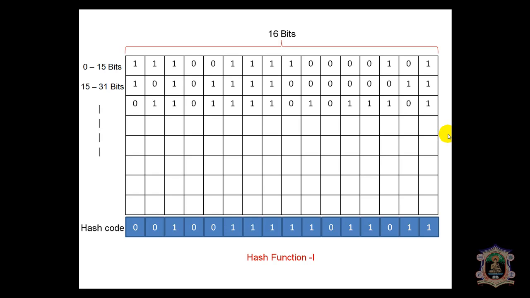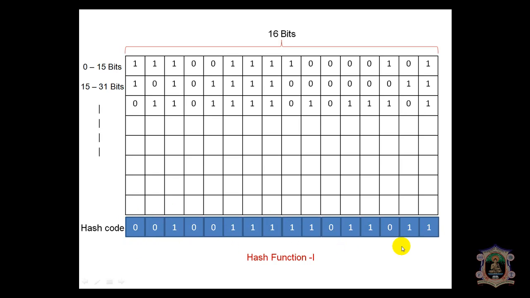Assume that the message is split into blocks of 16 bits each. For example, to the hash function generation system, the input is in terms of bits. We put the first 16 bits in the first row like this, the next 16 bits in the second row, the next 16 bits like this, and so on. This is how we split the bit stream into blocks of data. And initially we assume the hash code is 0.